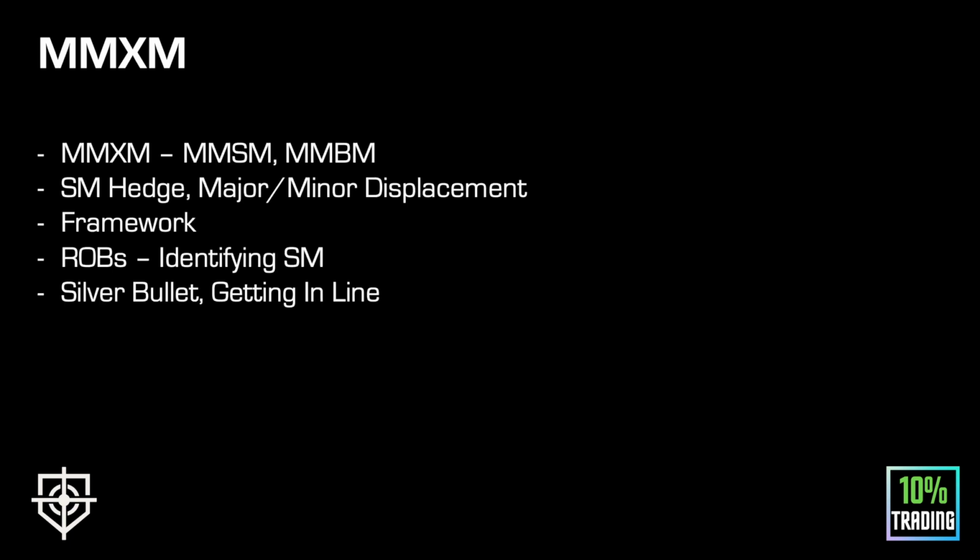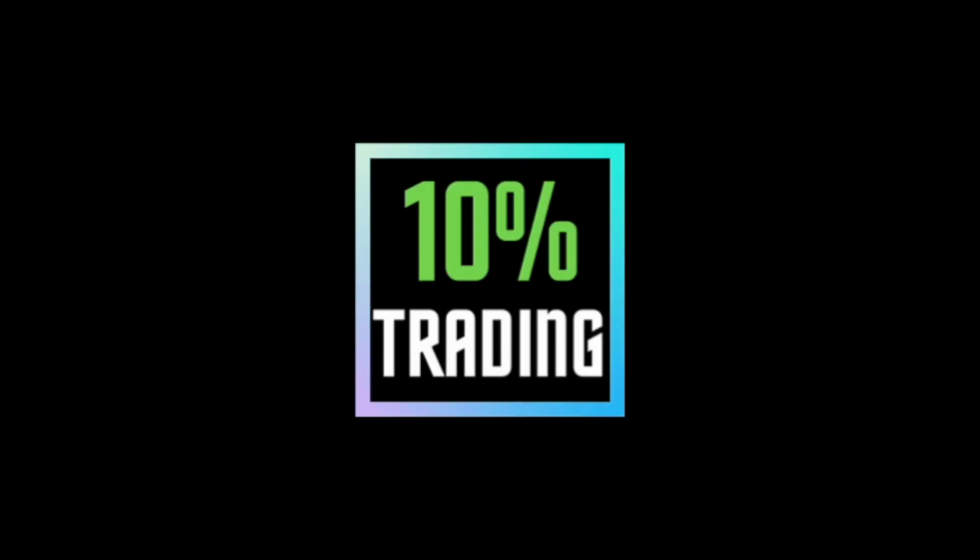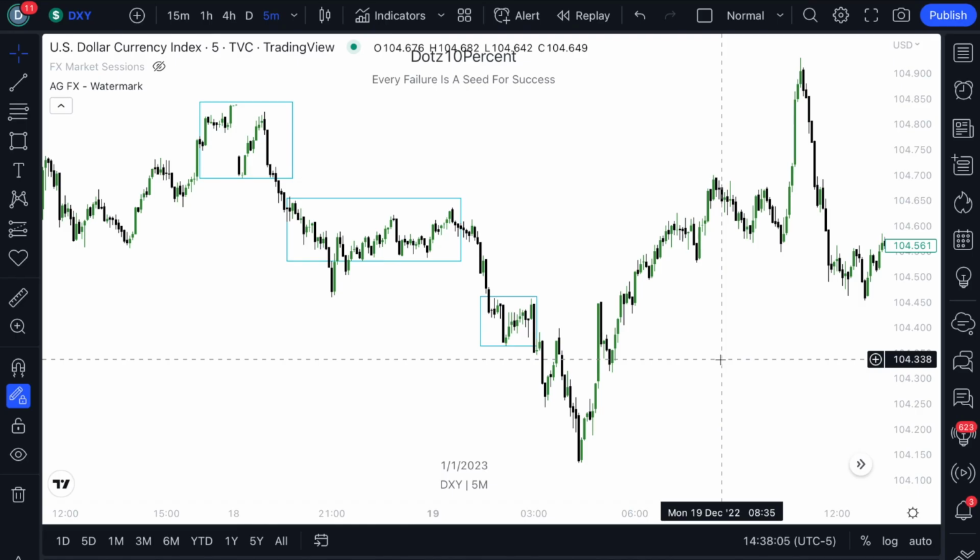Now going back to these points, right? I spoke about the reclaimed order blocks very briefly there. We'll get back into them in a second, right? Now I'm going to quickly talk about the smart money reversal, the silver bullet, and getting in line. So let's open the charts. Okay, so this is the example I just showed you guys a second ago.